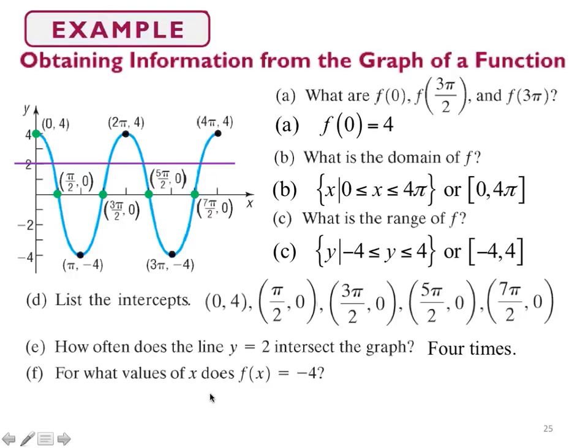And then for what values of x does f of x equal negative 4? And if you look at that, it's going to be these two red dots right here. So that would be at x equals pi and x equals 3 pi.